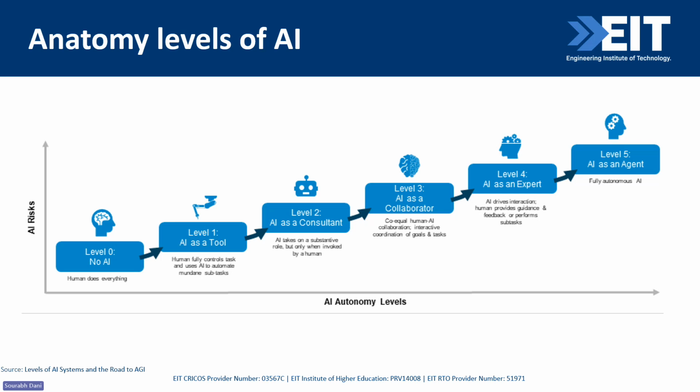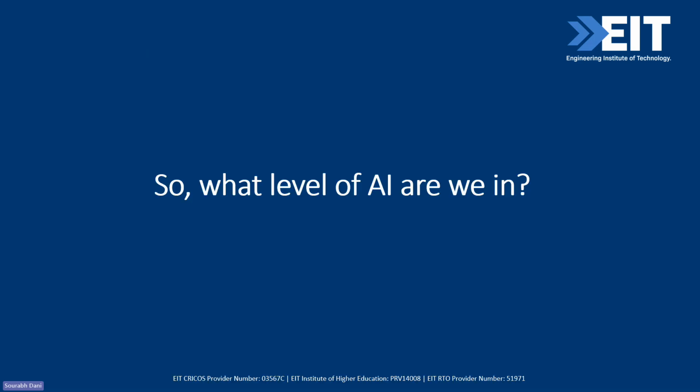Next level is AI as an agent. It is completely automated. It is completely understanding the feature of how the AI is going to work. So these are the different 6 levels of AI that we are trying to discuss here. Then I'm going to discuss slide number 16.